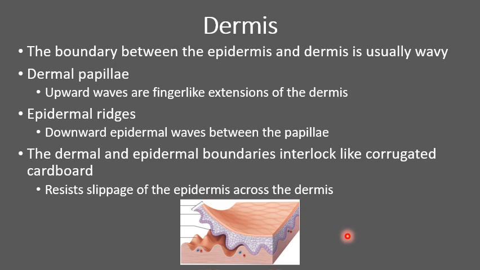The dermal and epidermal boundaries interlock like corrugated cardboard, and they resist slippage of the dermis across the epidermis. So this structure prevents the two layers from just sliding across one another.